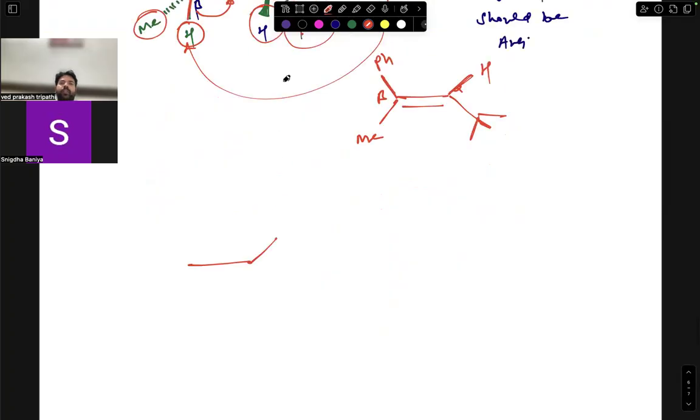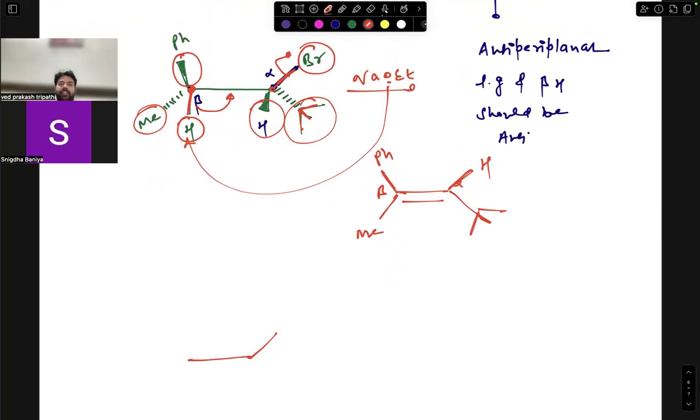One more thing: sometimes you can draw this wedge and dash in the Newman projection. If you are looking from this angle, hydrogen is vertically down, so keep hydrogen vertically down. Now the wedge is on the right side, so the wedge is Ph, and the dash is on the left, so the dash is my methyl. Clear? So this is my front carbon.